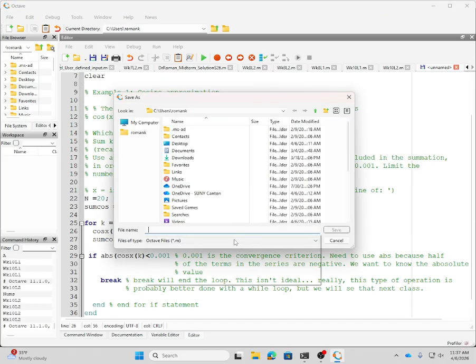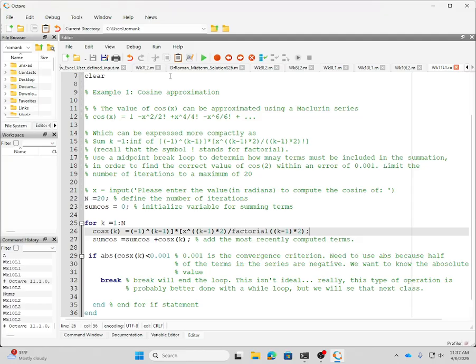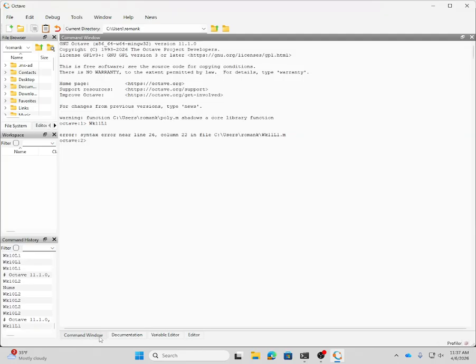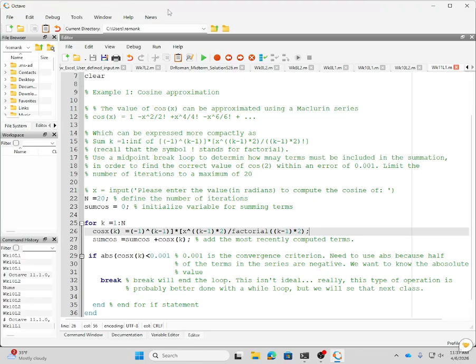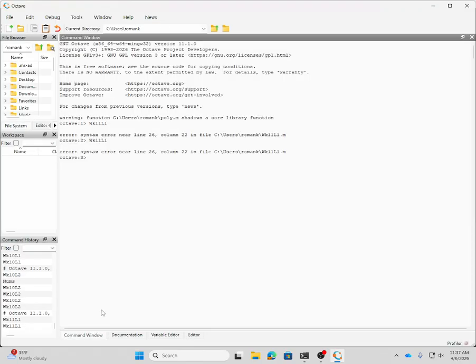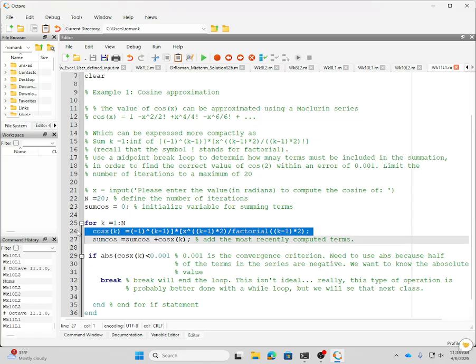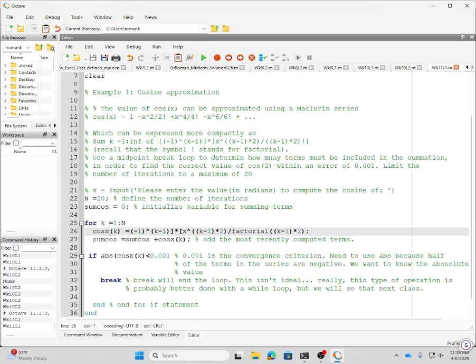Should be saving it. This is week 11, lecture 1. Okay, should be running it. It should be running properly. Is there an error? Okay, 26. Okay, cos xk minus 1 to the power k minus 1. Oh, here's the thing. There is a bracket that I had to take out.